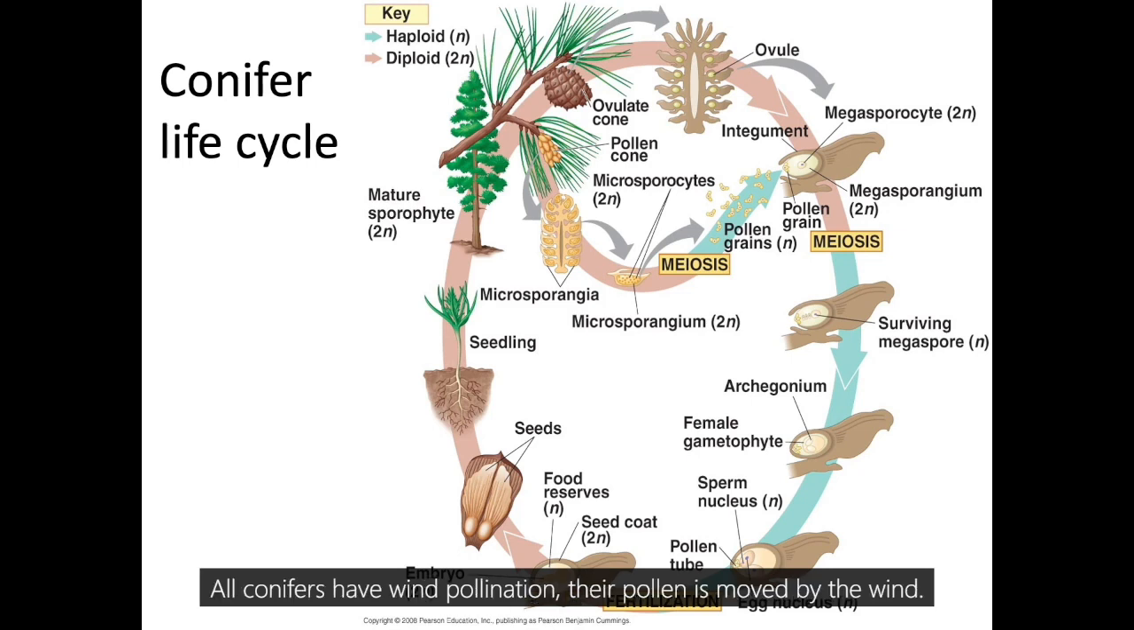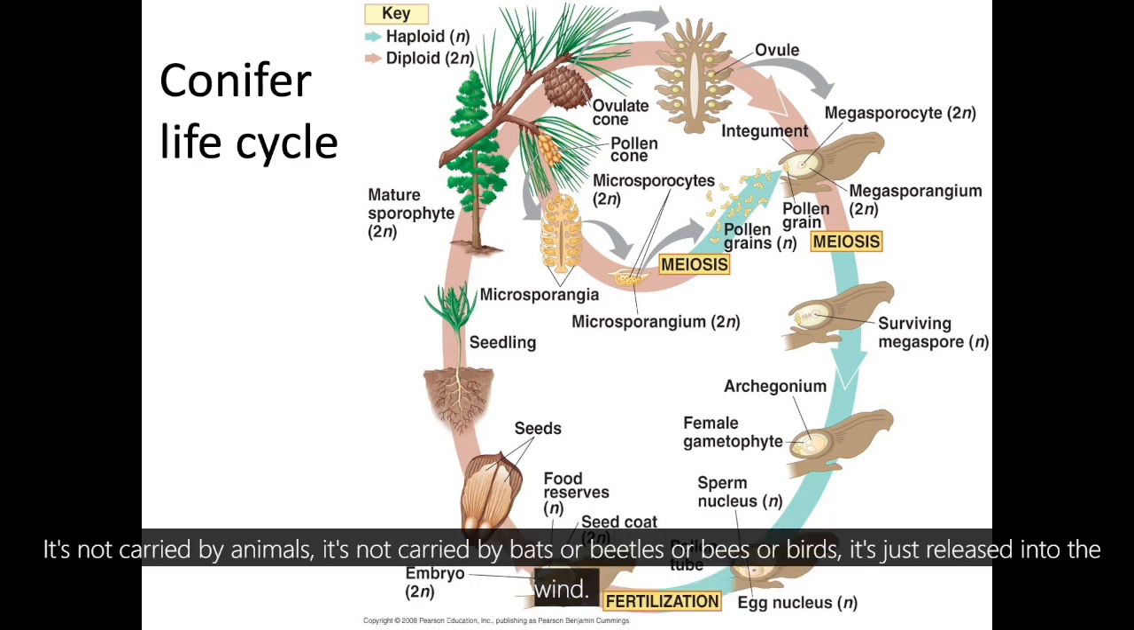All conifers have wind pollination. Their pollen is moved by the wind. It's not carried by animals. It's not carried by bats or beetles or bees or birds. It's just released into the wind.